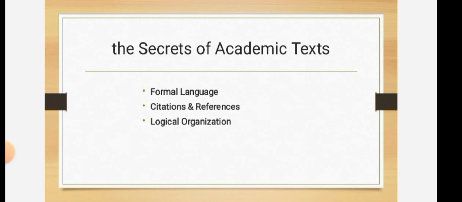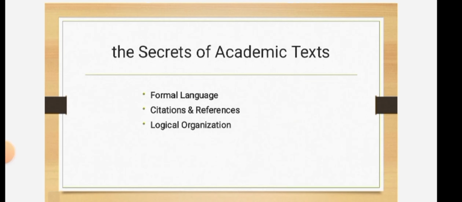Second, citations and references. Authors of academic texts always cite their sources. So, from where they have taken that particular idea or text. This practice gives credit to the other researchers and allows readers to follow up on the original works. Imagine you're reading about a new theory in psychology. The text will reference previous studies that support this particular theory, which you can explore to deepen your understanding.